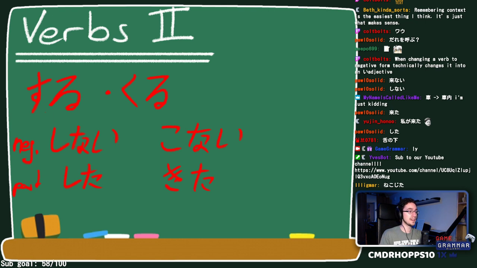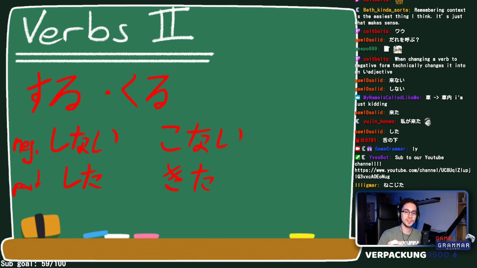We also learned the conjugation patterns for the dictionary form, the past tense, the negative tense, and the negative past tense for ichidan verbs. This week, we finished that off with the same four forms. The first one you already know, it's the dictionary form. So the additional three, negative, past, and negative past, for all godan verbs. And we also learned the basic conjugations for suru and kuru.